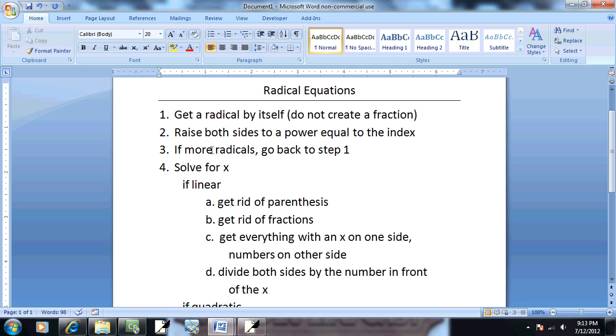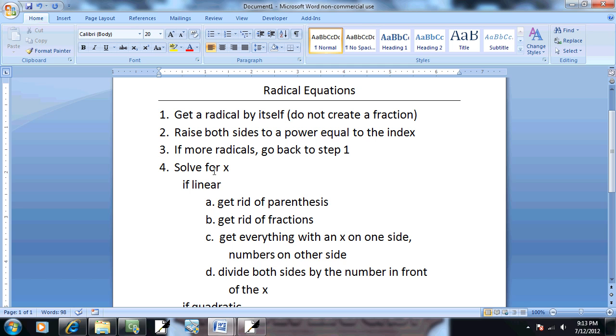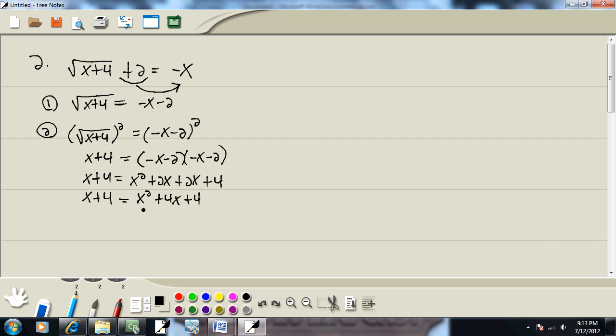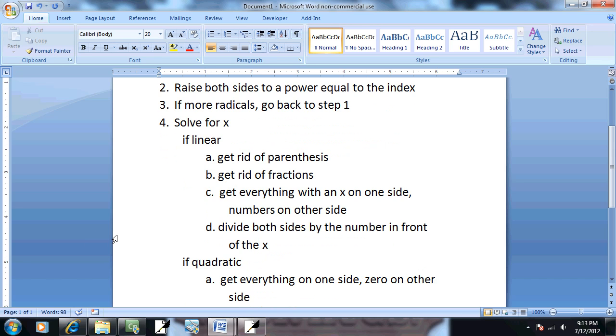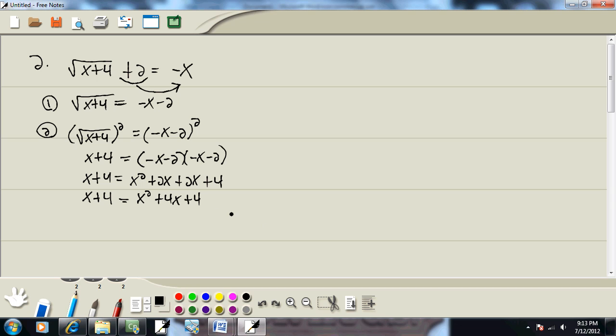Now step 3. If more radicals, go back to step number 1. We don't have any more radicals. So step 4, solve for x. If linear, well, this isn't linear. We have an x squared. So let's skip down to here. If quadratic, get everything on one side, 0 on the other side.